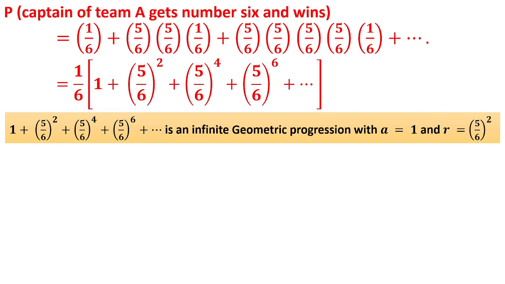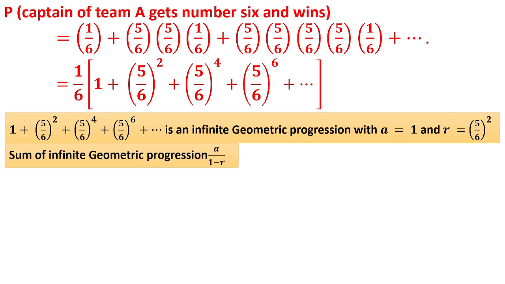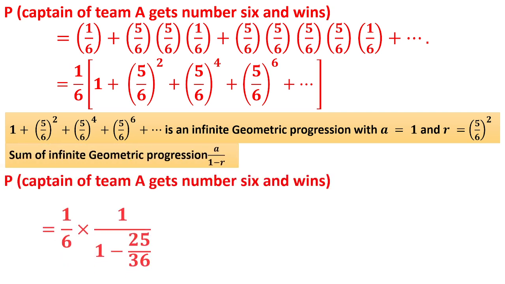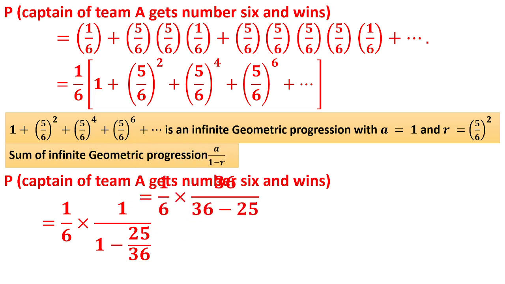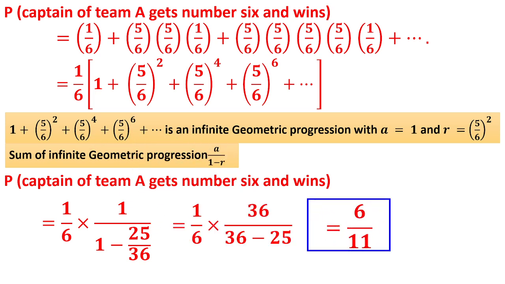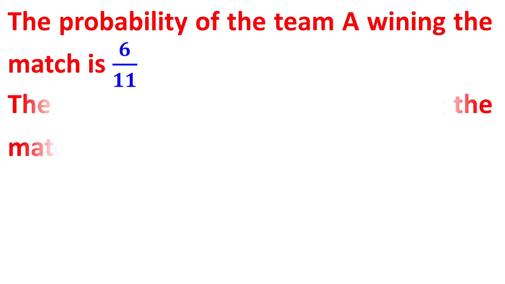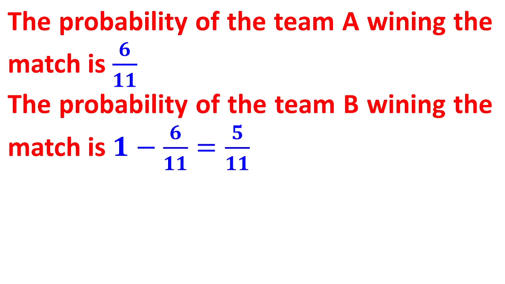Now, you have seen the formula for sum of infinite series of geometric. It will be A by 1 minus R. For that I am substituting now. It is 1 by 6 into 1 divided by 1 minus 25 by 36. Therefore, the answer is 6 by 11. Therefore, if this is 6 by 11, then what will be the probability of the team B winning? It is 5 by 11.